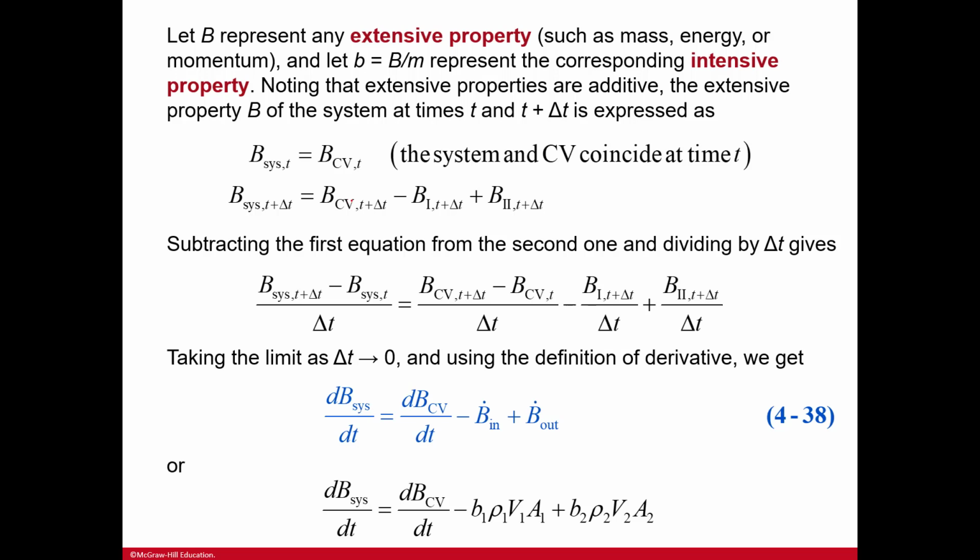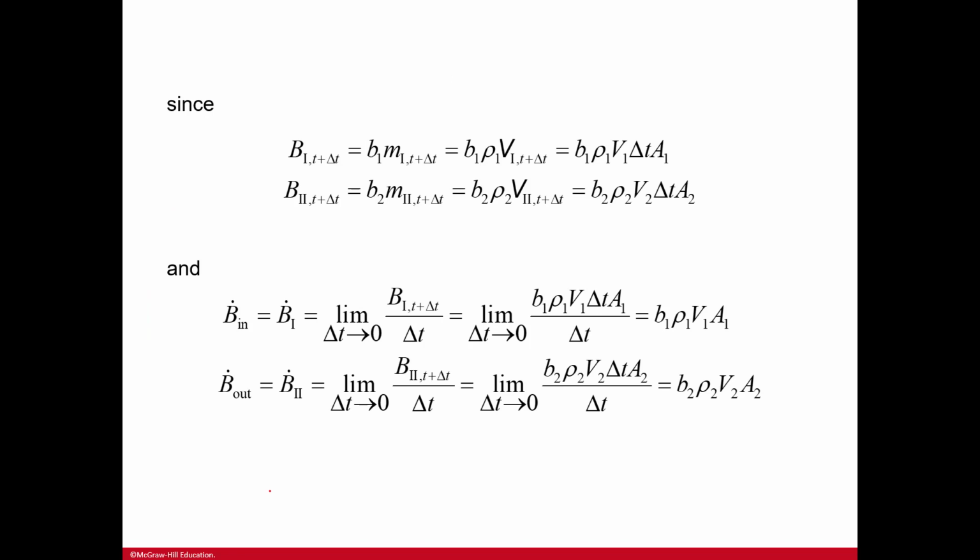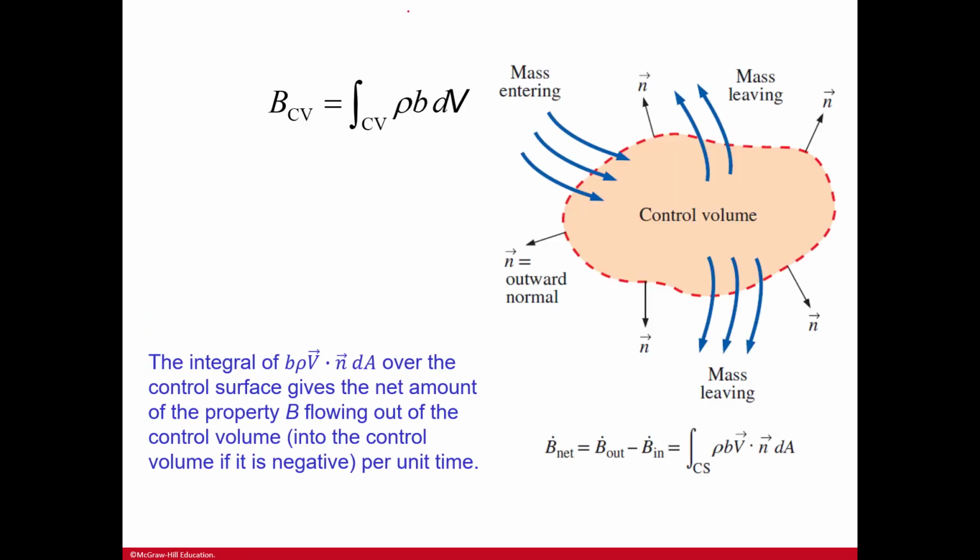So here are some formulas. Let B represent any extensive property: mass, energy, momentum. And then let B over m represent the corresponding intensive property. And then you have the formulas here for control volume at time t and t plus the change in time. And then you can subtract them. And basically all of this information is just so that you can get these two formulas. It's just the background information. And since this and this, then we can get this.